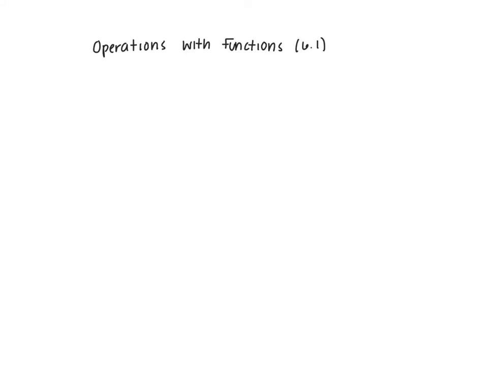All right, we're going to look at a couple different operations on functions. So to do that, we're going to use two functions as our examples. f of x equals x squared plus 6x minus 7, and g of x equals x minus 1.